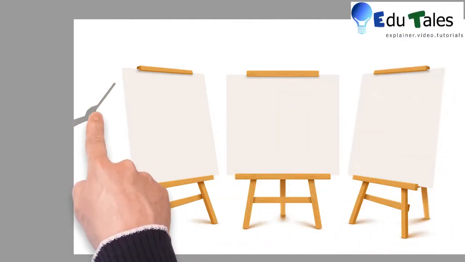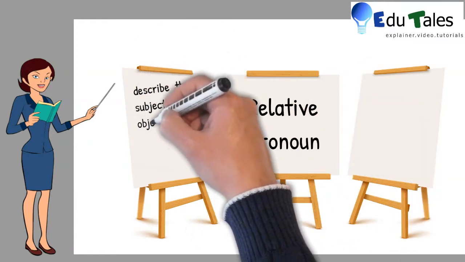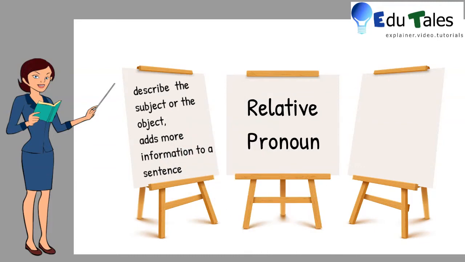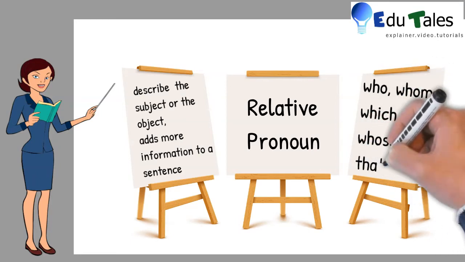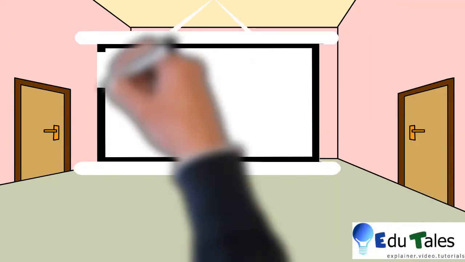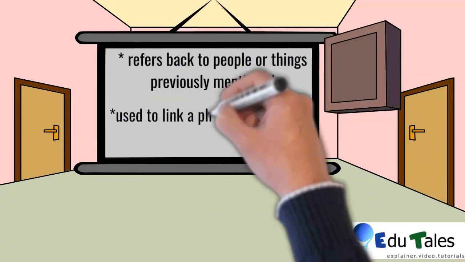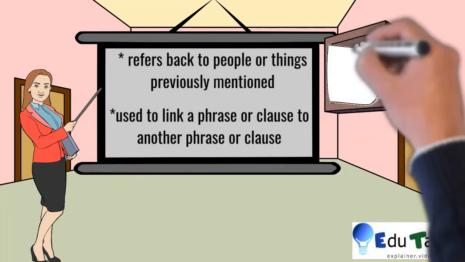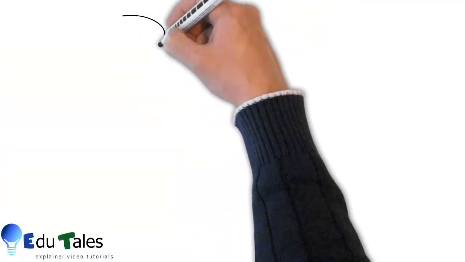The fourth type of pronoun is relative pronoun. They describe something more about the subject or the object and adds more information to a sentence. In English, relative pronouns are who, whom, which, whose, and that. They refer back to people or things previously mentioned, and they are used to link one phrase or clause to another phrase or clause. The compounds whoever, whenever, and whichever are also commonly used relative pronoun.